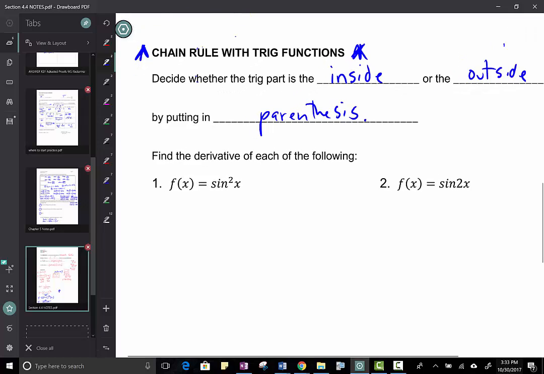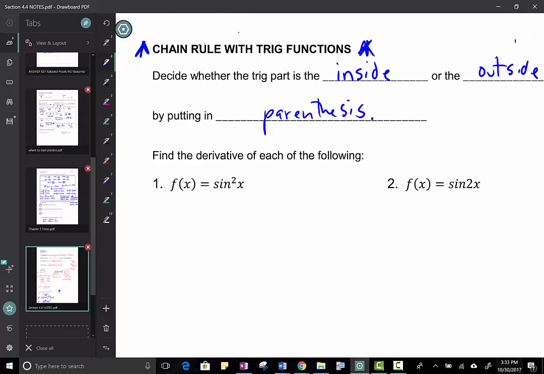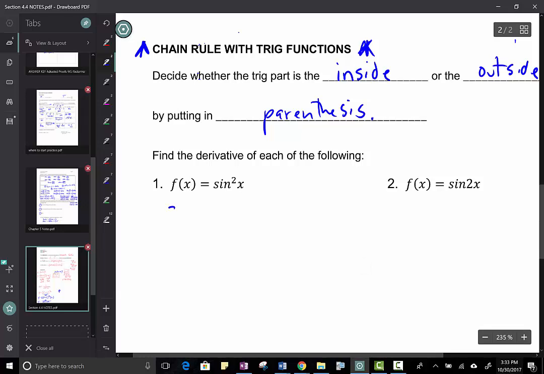So, for example, number 1, find the derivative of each of the following. Sine squared x, we can't really tell what's inside, what's outside, but we need to rewrite this as the sine of x squared. Now we have very clearly a quantity squared.